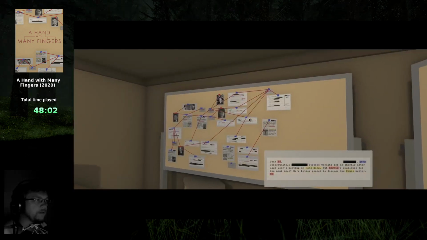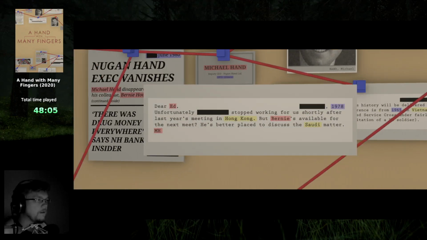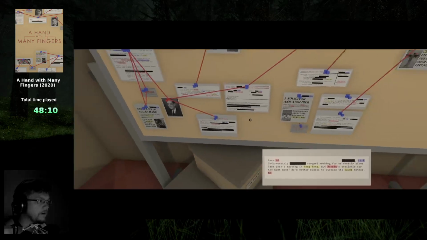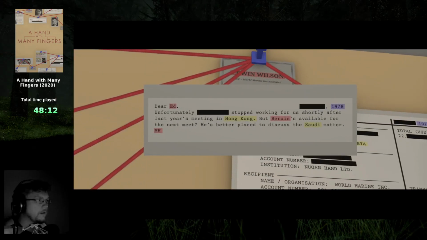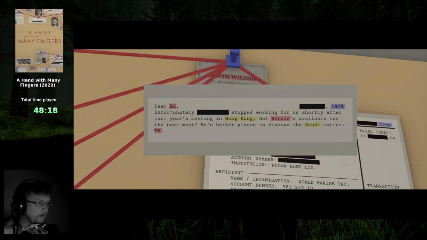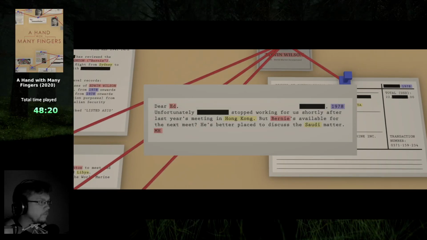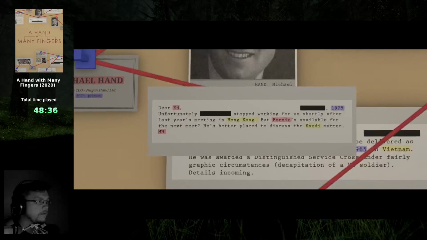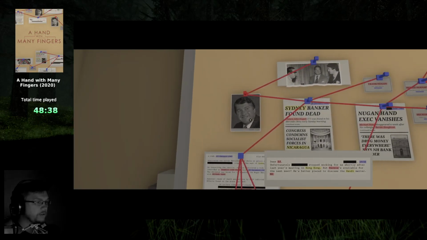Dear Ed. Who's Ed? The fuck is Ed? So many names. Edwin Wilson. Dear Mr. Head of World Marine Incorporated. Unfortunately, someone stopped working for us shortly after last year's meeting in Hong Kong. But Bernie is available for next meet. It's a better place to discuss the Saudi matter. MH. Who is MH? Michael Hand. The partner of the murdered guy.